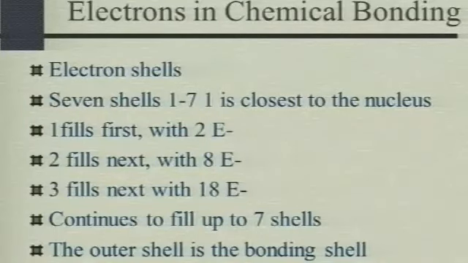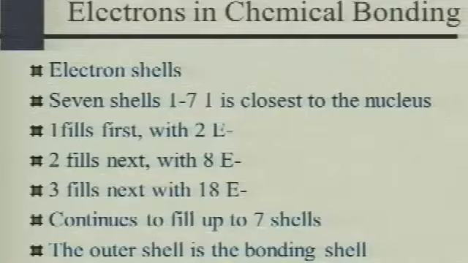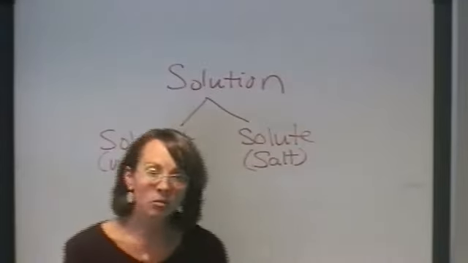Now, what I do want to point out to you is the valence shell, or the outermost shell. It actually participates, I think it's on the next, a little bit further ahead, but anyway, the outermost shell is going to be the shell that interacts with other electrons.